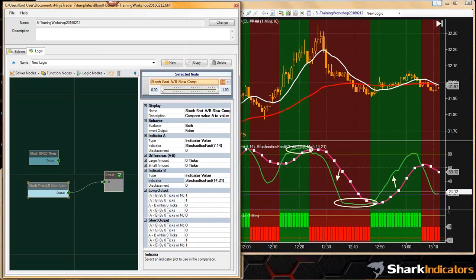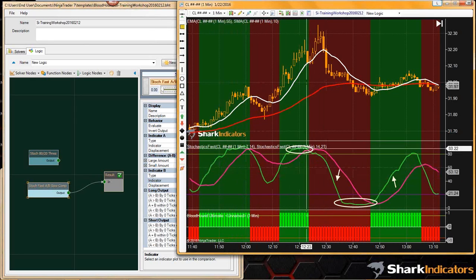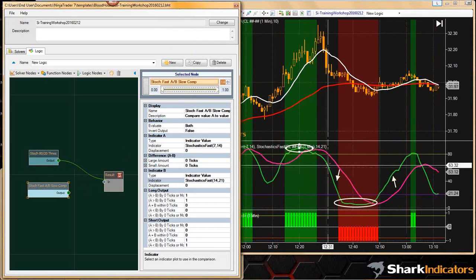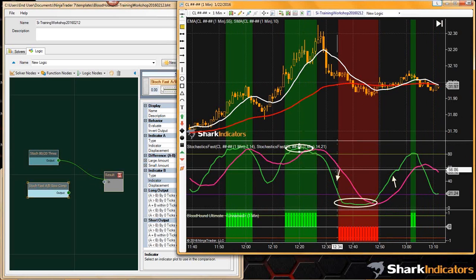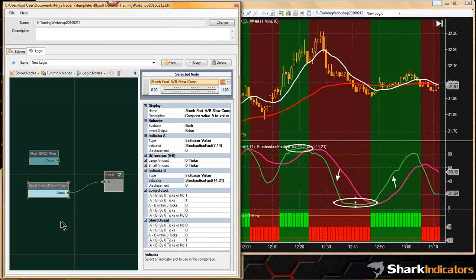So now that you can visualize condition A and condition B, the key is when condition A happens, we want this to override condition B, like so.